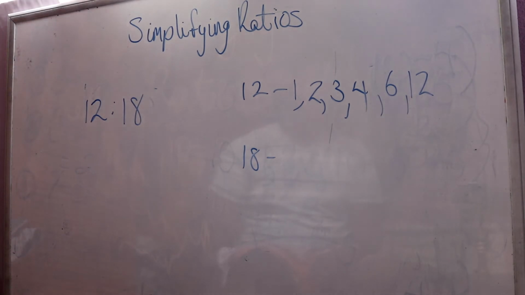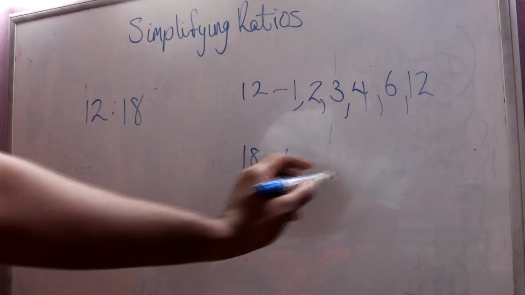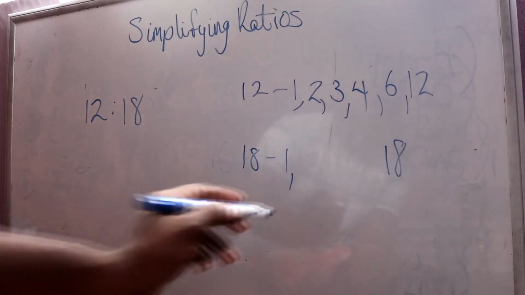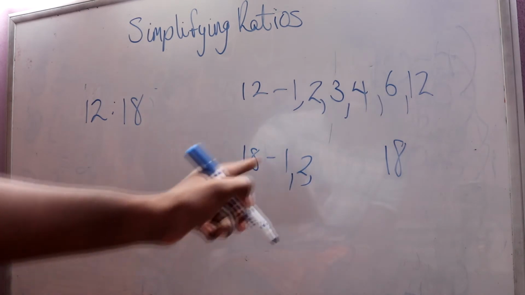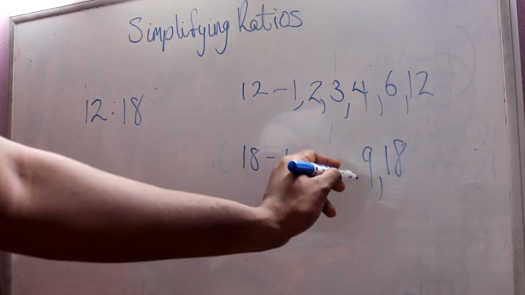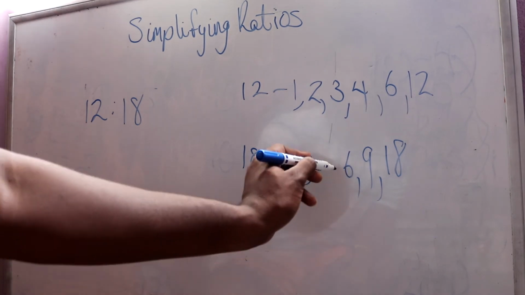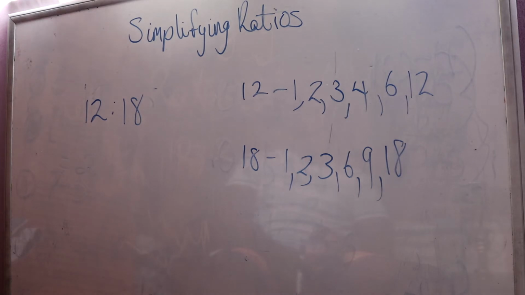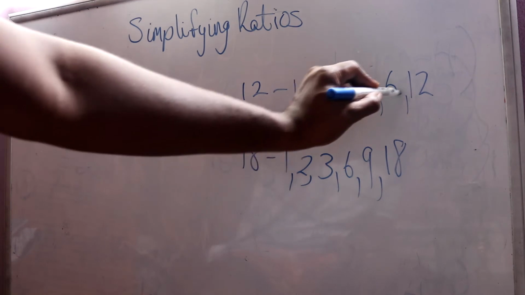Let's look at the factors of 18. 1 and 18. 18 is also an even number, so we can put a 2. And 2 times 9 will give us 18. And 6 is also in there. And 3 is also in there. I believe that's it. So we have the factors of 12. We have the factors of 18. Clearly, the highest common factor here would be, I believe, 6.